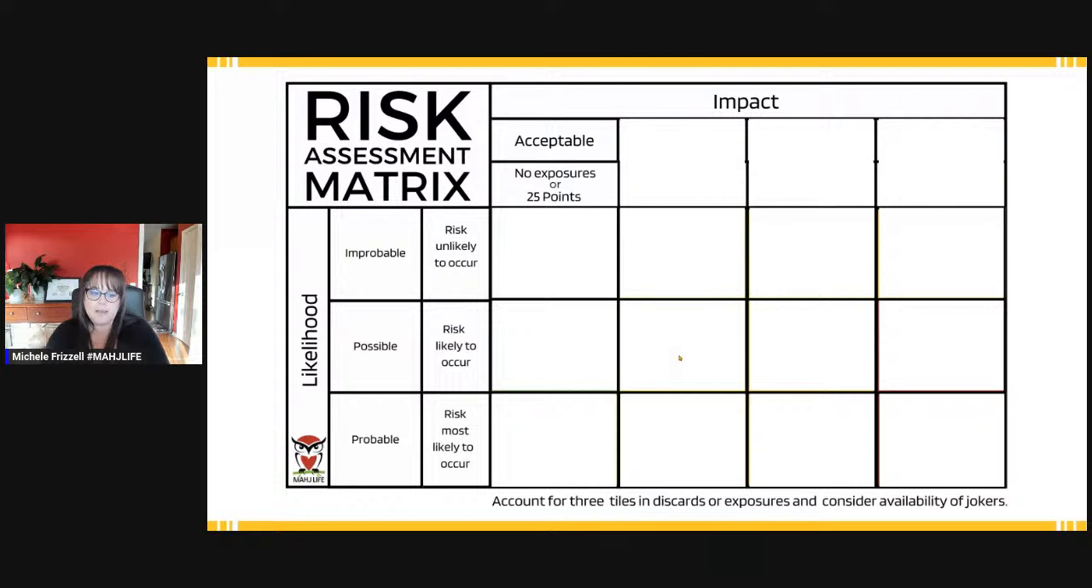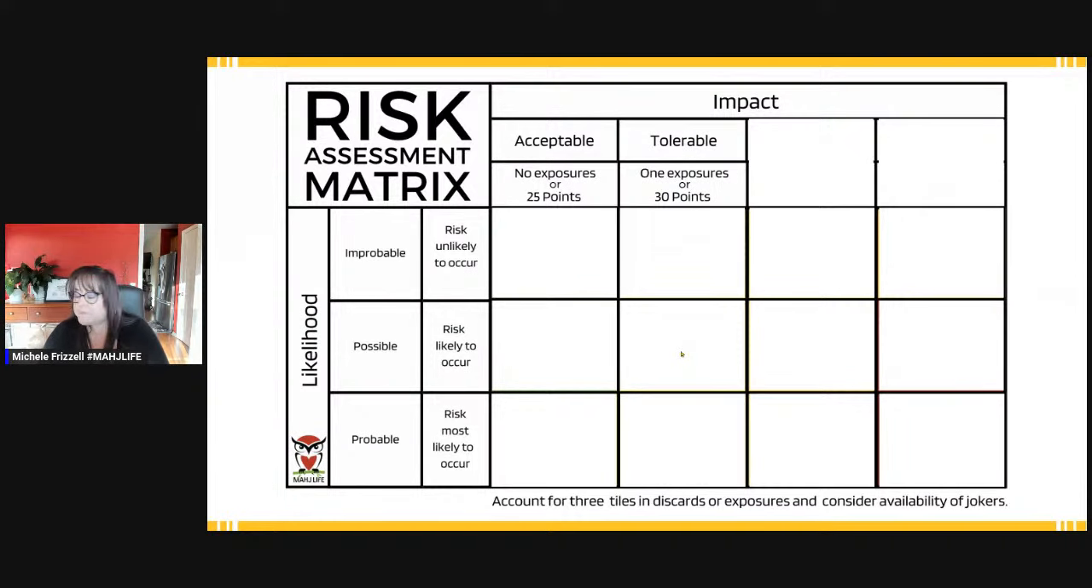If you draw, let's say, a possibly risky tile, and there are no exposures, you might go ahead and discard that because nobody has exposures. If you're unsure what they're playing, you're going to take that risk. It's acceptable to you. Then we have a tolerable risk.